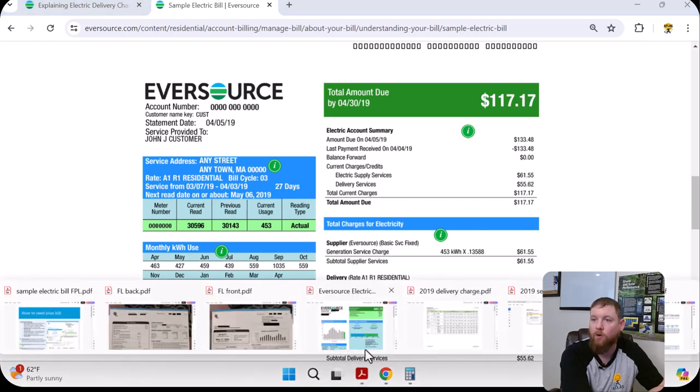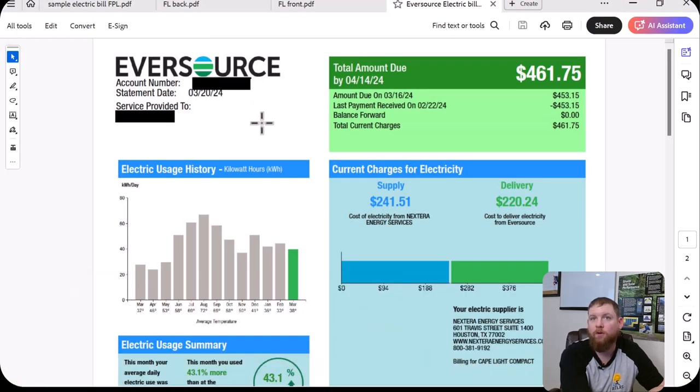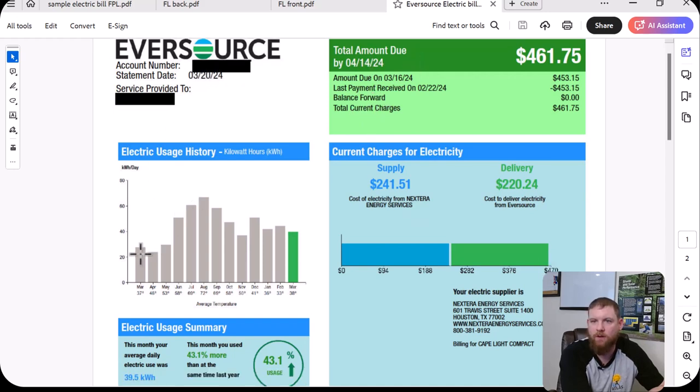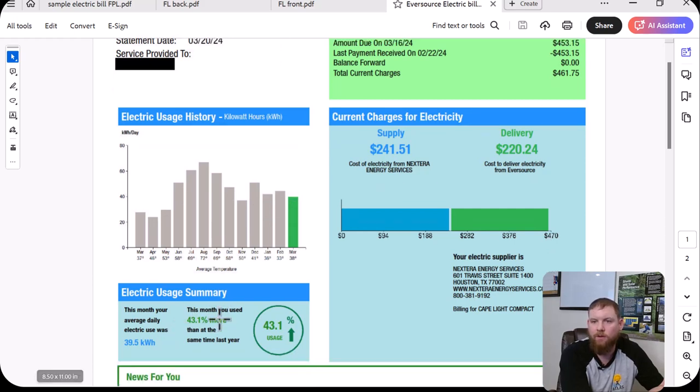So what we're going to do is open up a newer sample here. This is an Eversource bill from my area that's fairly recent. You can see I've redacted some of the customer's information. It's surprisingly higher than that 117 that we looked at, because as you can see, this is from March of 2024. You can see here the past electrical usage. It did seem to go up from March of last year to this year, and it's actually up 43% from last year.